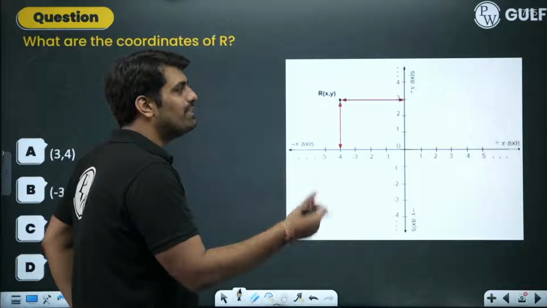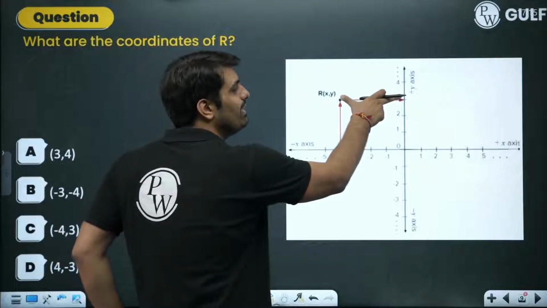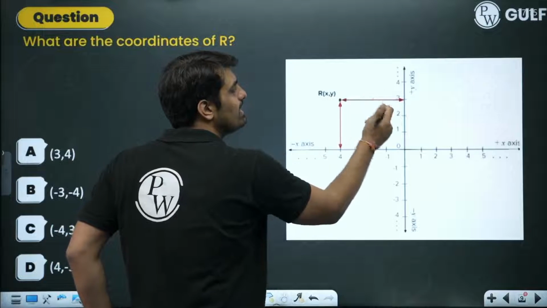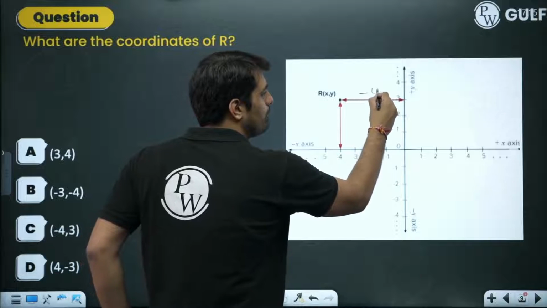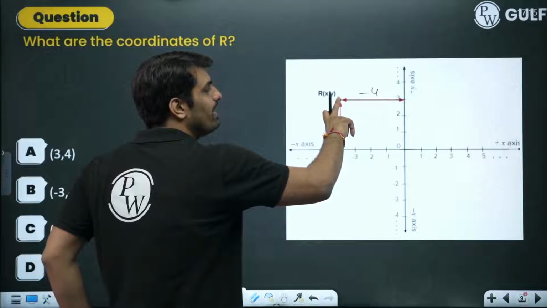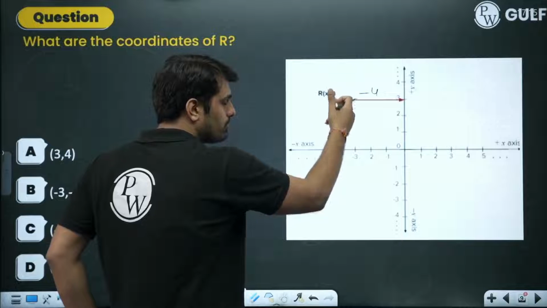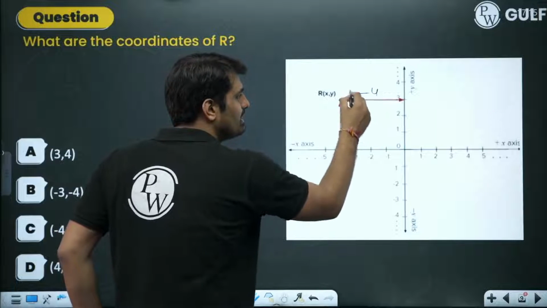First, as I mentioned, the perpendicular distance from the y-axis will give you x. So x is how much? x is -4. And this perpendicular distance will give you y. So this is basically 3.